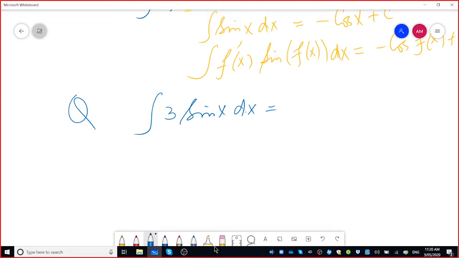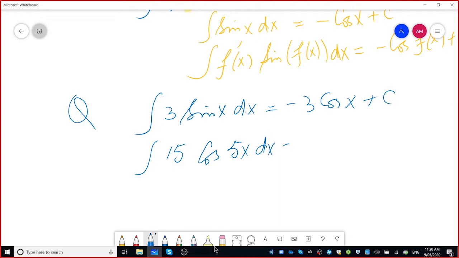The answer would be negative 3 cos x plus c. Yeah, that's good. And if we have just a little more, like 15 cos of 5x dx, can you let me know what is the answer?